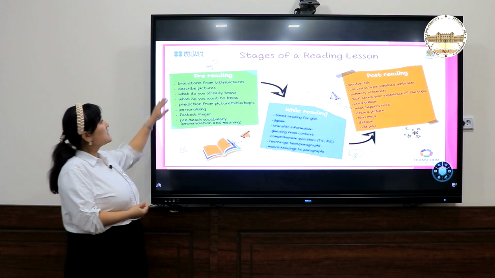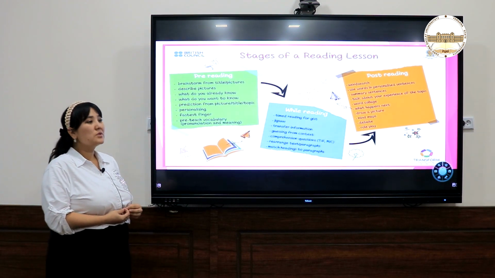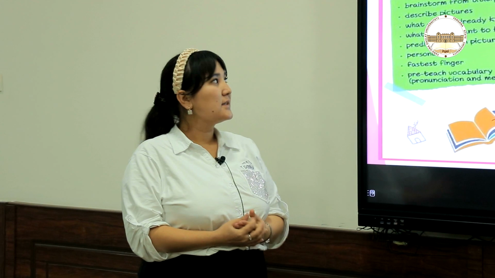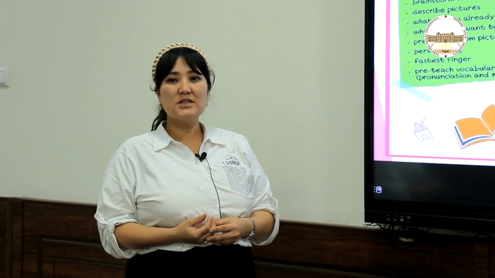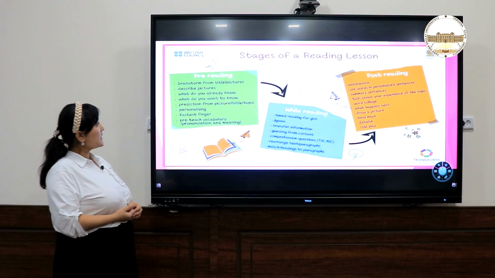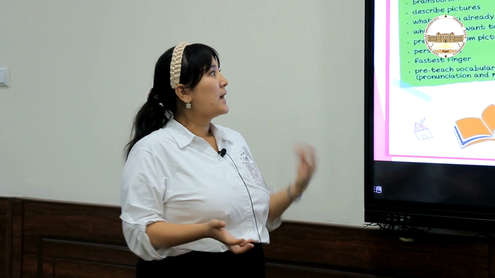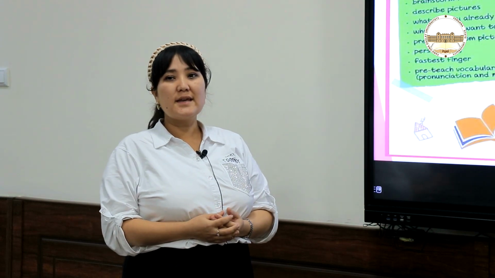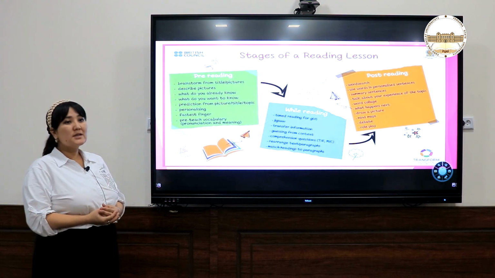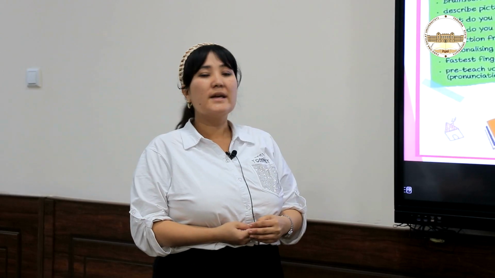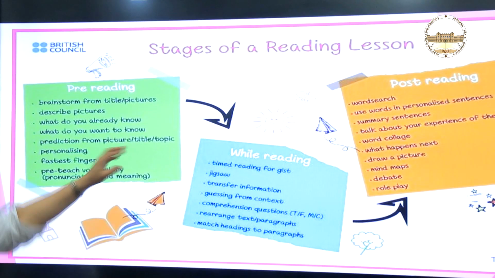The next one is describing pictures. Teachers can use some pictures in order to clarify the text. And here learners should describe or predict the meaning or the gist of the text. Next one is, what do you already know? Here teacher asks the students prior knowledge, and they can share their opinions about their previous learning or experience.